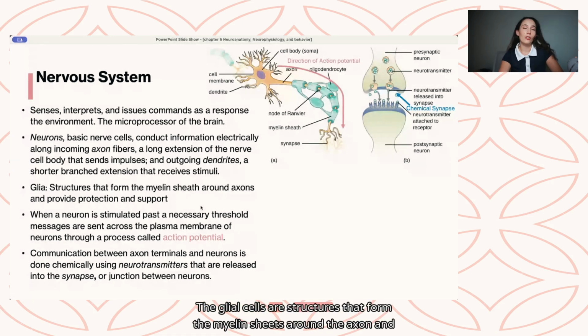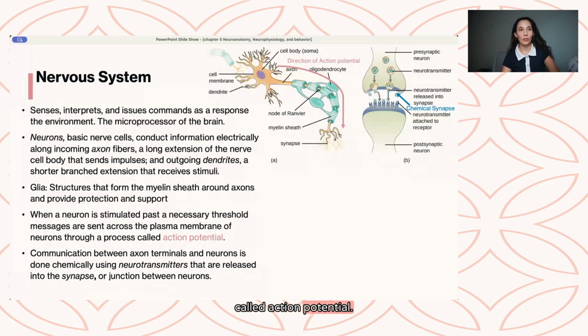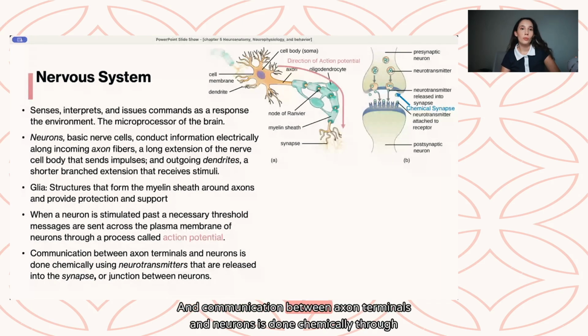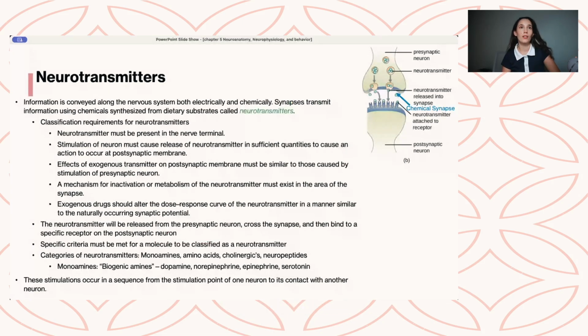The glial cells are structures that form the myelin sheaths around the axon and provide protection and support. When a neuron is stimulated past a necessary threshold, messages are sent across the plasma membrane of the neuron through a process called action potential. And communication between axon terminals and neurons is done chemically through neurotransmitters that are released into the synapse, or junctions between the neurons, which we talked about.